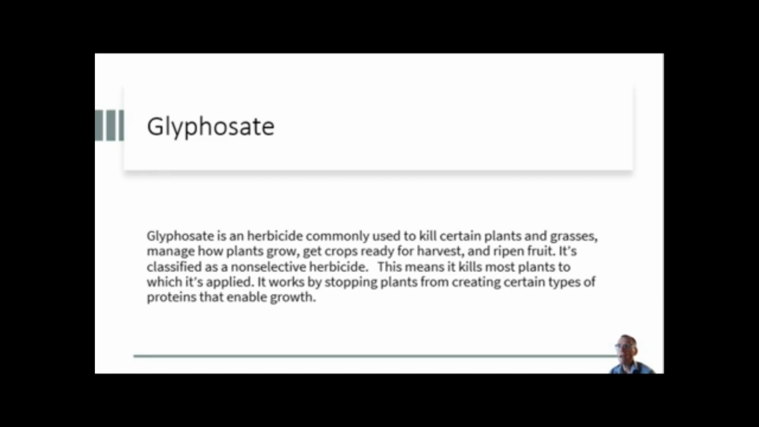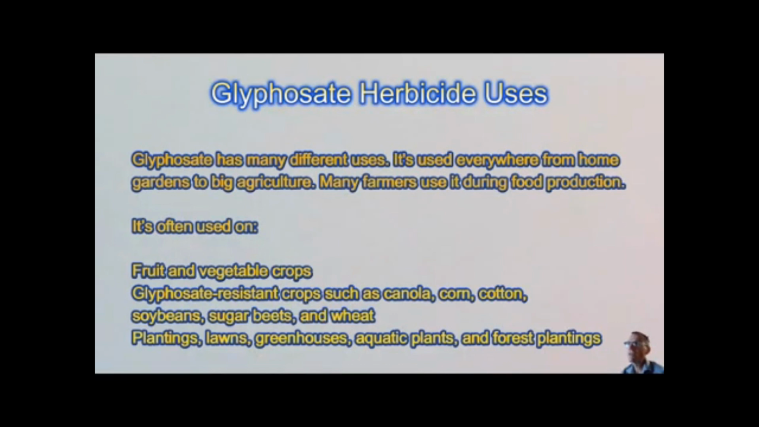It's classified as a non-selective herbicide. This means it kills most plants to which it's applied. It works by stopping plants from creating certain types of proteins that enable growth. Especially for purposes of this course, we want to talk about glyphosate herbicide uses.